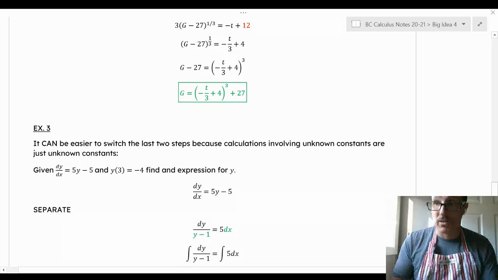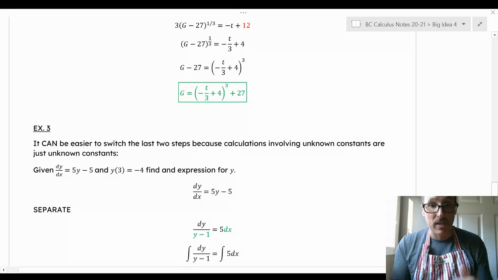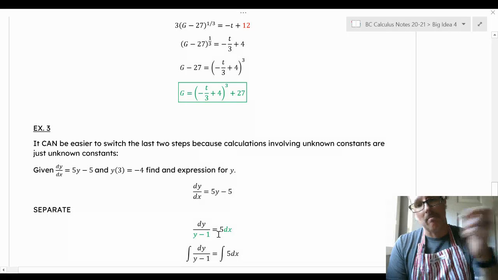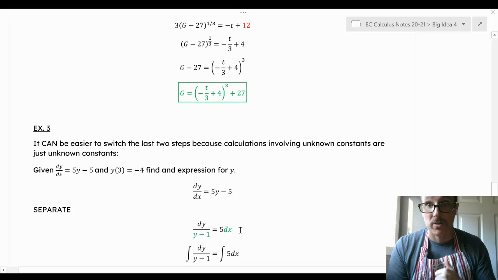Again, if it's algebraically legit and there's no mathematical issue with what you're doing, then you can do it. That's okay. So I choose to factor the 5 and divide by y minus 1. So I'll divide by the y minus 1 factor, multiply by dx. You can see the changes in green. So that's my first step, separate.